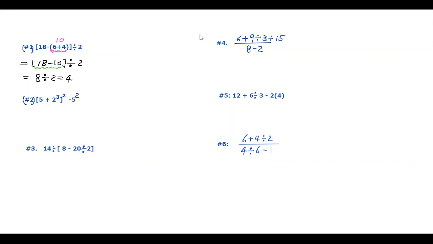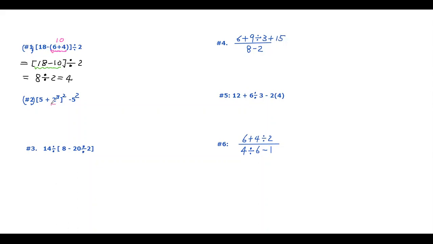One of the common mistakes a lot of kids make is they put 5^2 plus 2^3 squared. That's not right, all right? So here, be careful. Parentheses take the priority, so you cannot do anything here.